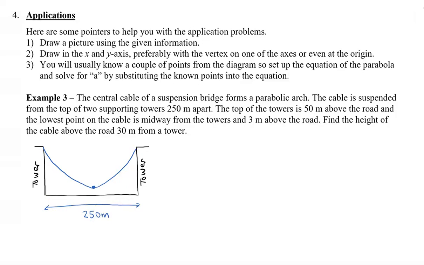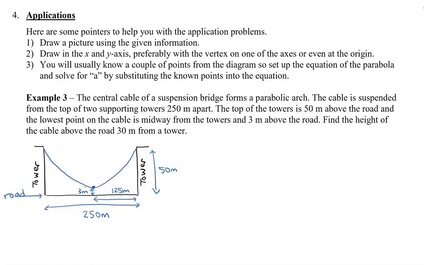The top of the towers is 50 meters above the road. So this is 50 meters. And what we'll do is we'll assume that this line here is going to be the road. And the lowest point on the cable, so that would be the vertex here, is midway from the towers, which means that this distance here must be 125 meters. And then this vertex is also 3 meters above the road. So this distance here is 3 meters.